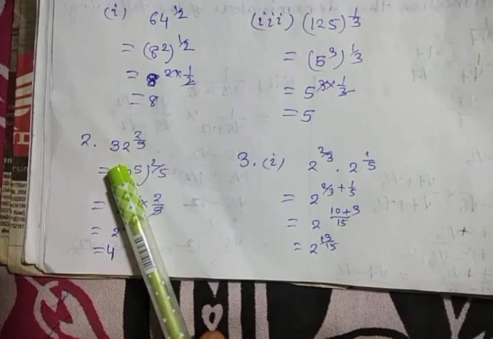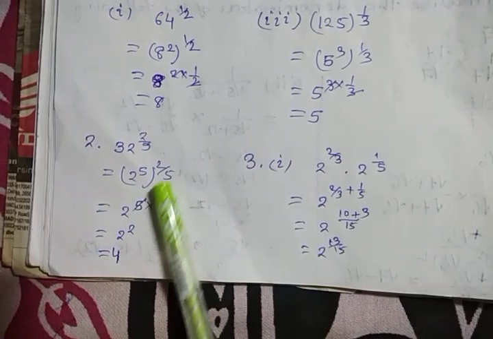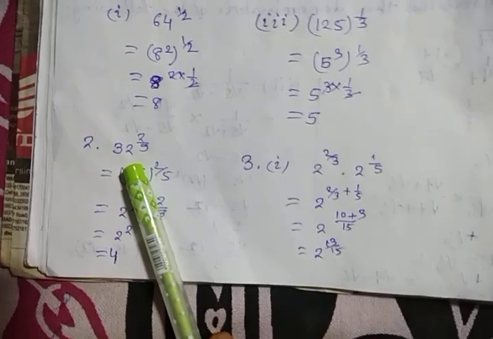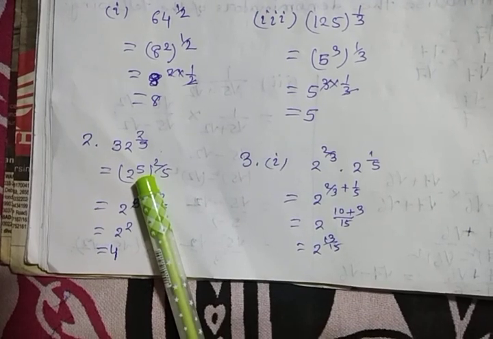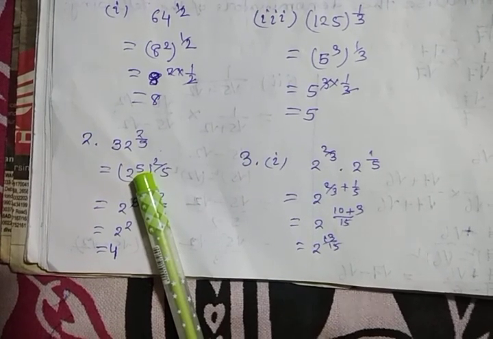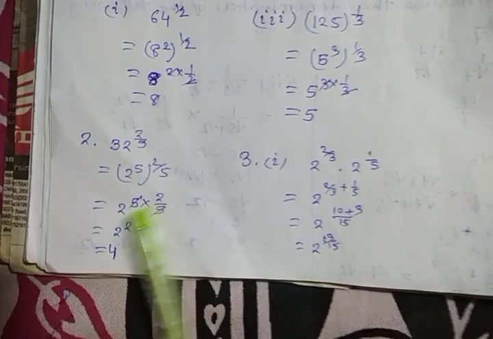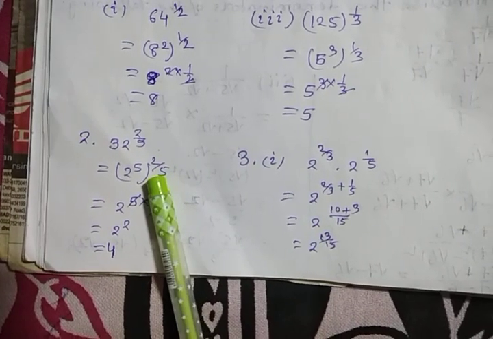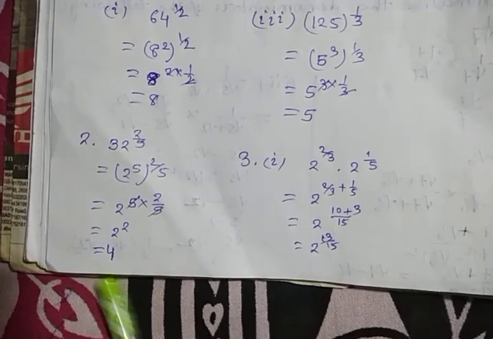Question number 2. 32 to the power 2 by 5. 32 we can write as 2 to the power 5. 2 to the power 5 means 32, and 2 to the power 5 and whole to the power 2 by 5. This will be in product according to the formula. So the 5 will cancel. So 2 to the power 2. 2 to the power 2 means 4.